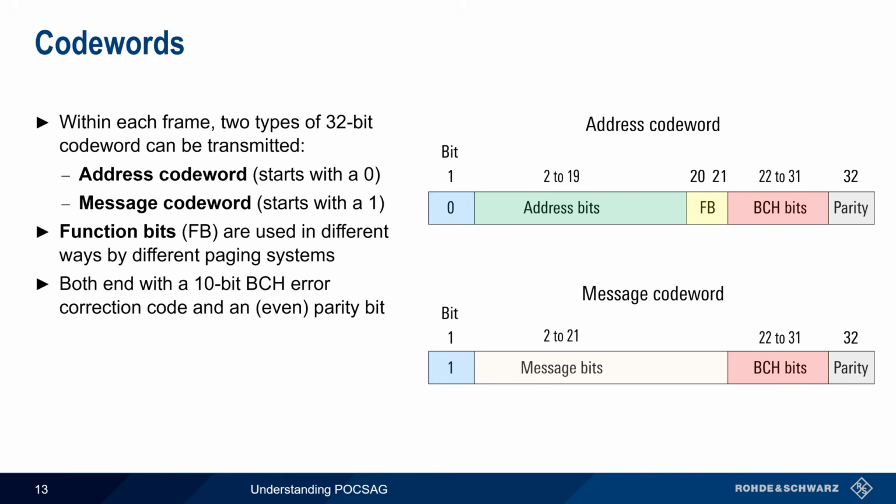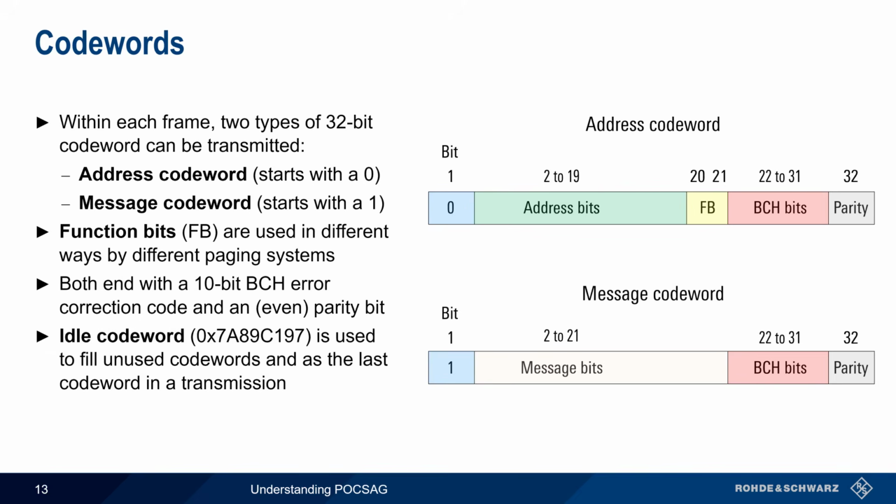Note that in addition to the framesync codeword, address codeword, and message codeword, a special idle codeword also exists. This codeword has a fixed bit value and is used to fill any unused codeword slots or as the last codeword in a transmission.